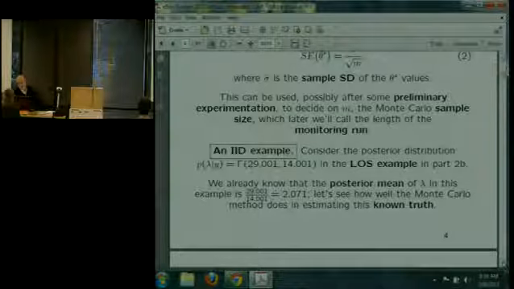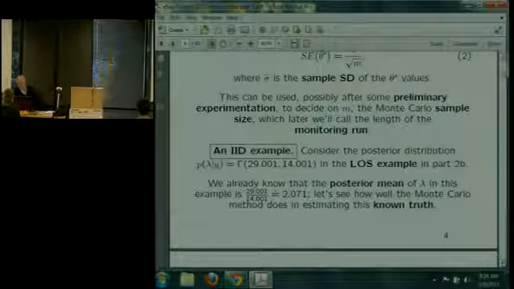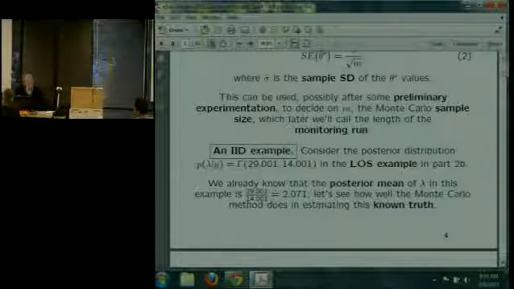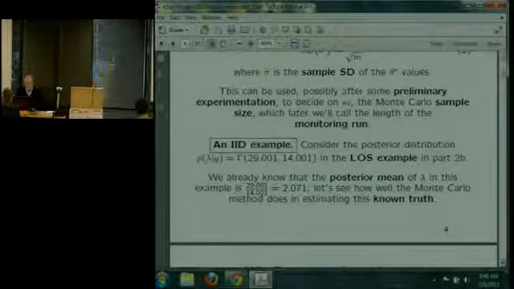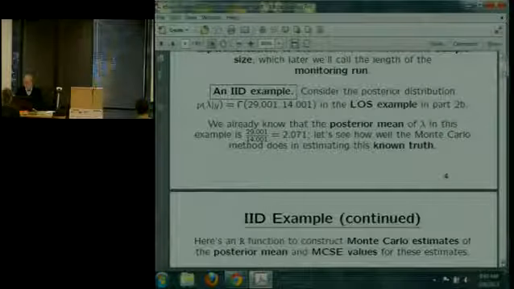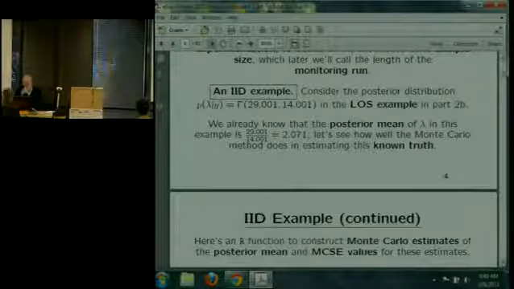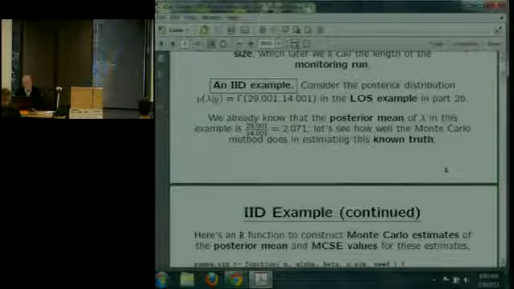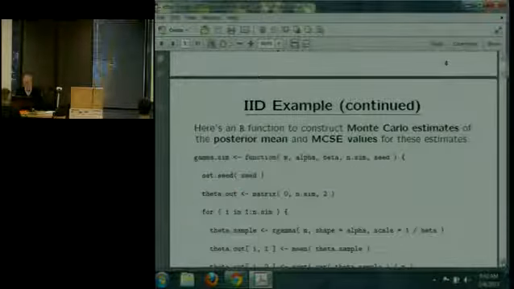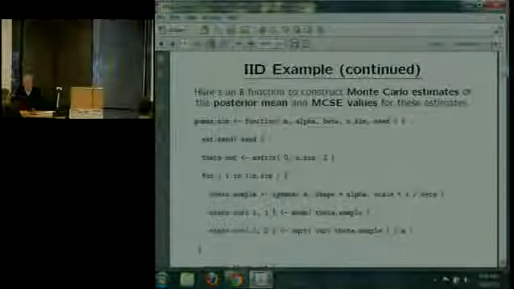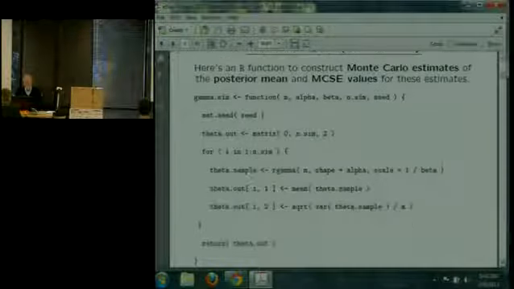And I bring this up because when you're trying something new, one of the best ways to see whether it's any good or not is to fire it up on something where you already know what the right answer is and see if it gives you back the right answer, right? So here's a little example where we already know what the right answer is. Let's see what happens. I've written a little R function and posted it on the web page for constructing Monte Carlo estimates of the posterior mean and Monte Carlo standard error values for those estimates. It's a function called gamma.sim, and let me describe to you how it works.